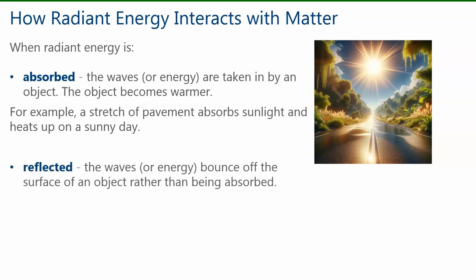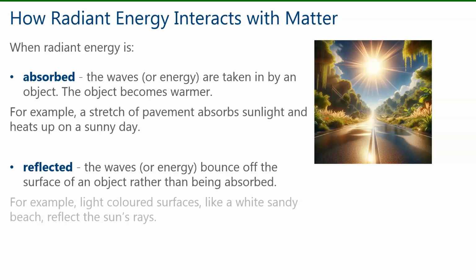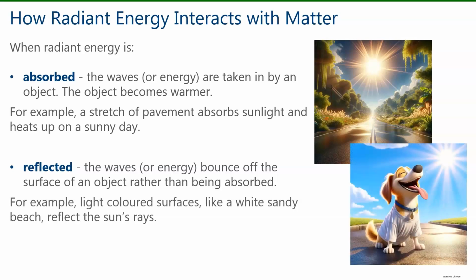When radiant energy is reflected, the waves or energy bounce off the surface of an object rather than being absorbed. For example, light-colored surfaces, like a white sandy beach, reflect the sun's rays.